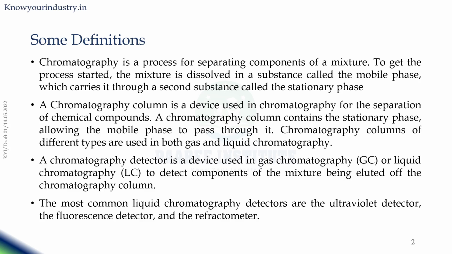Then once the compounds have passed through the chromatographic column, the detector comes into the picture. A chromatography detector is a device used in gas or liquid chromatography to detect components of the mixture being eluted from the chromatographic column. The detector detects the compounds and helps to quantify them in terms of the response. So this is a very important device in the chromatographic instrument. The most common liquid chromatography detectors are the ultraviolet detector, fluorescent detectors, and the refractometer, the RI detector, using the refractive index. Apart from that, mass spectrometers are also used as detectors in chromatographic systems.